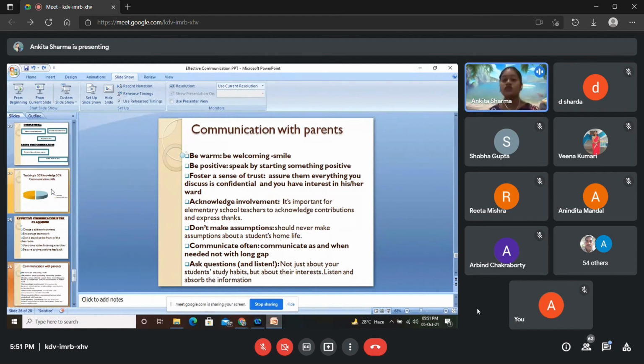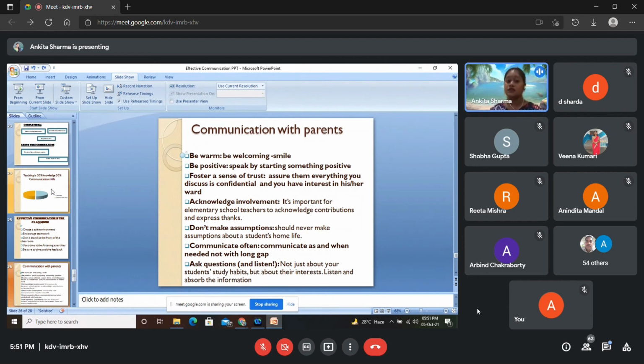Then is acknowledging involvement. I remember how we acknowledged parents. During the annual prize night, we acknowledged their involvement. There were prizes given to the parents who were very good parents of the school. So this is a way we can acknowledge the parents.